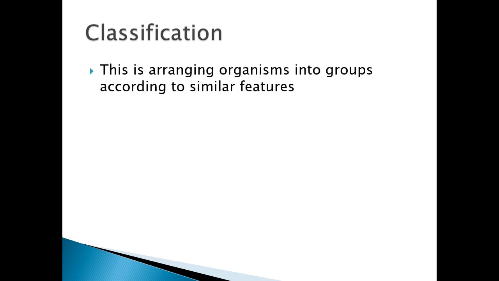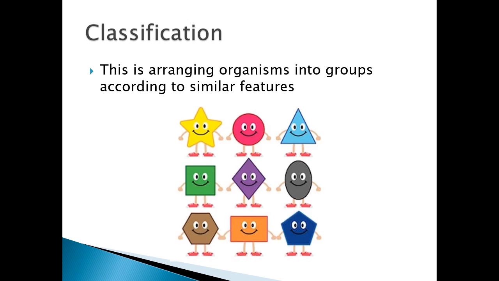This idea of classification, what does the word classification actually mean? Well, it is arranging organisms into groups according to similar features. Now, we know there are lots of different kinds of creatures out there. So again, scientists somewhere along the line had to devise how we could divide them into different groups.